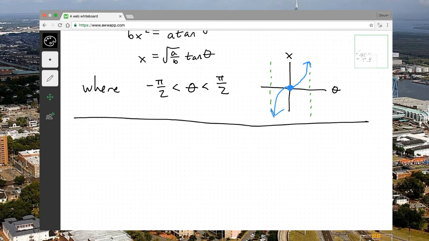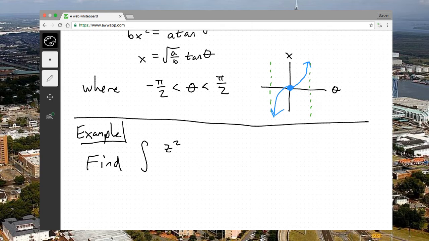In the meantime, let's start with an example problem where we'll use this particular substitution. We want to find the integral of z squared over 4 plus 9z squared dz.